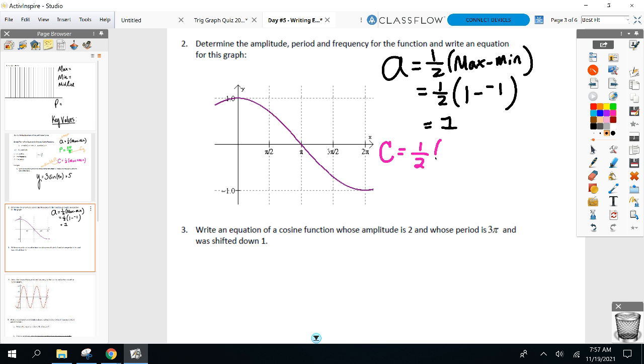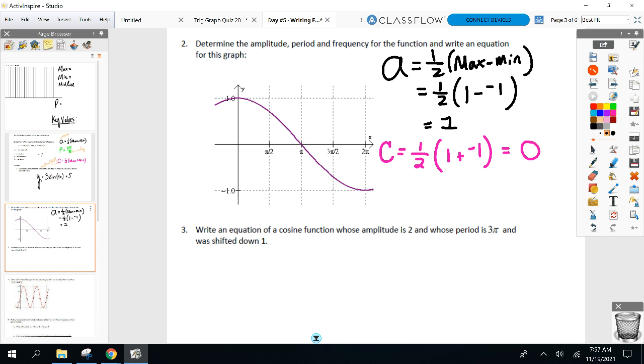Now I'm going to add them. 1 plus negative 1. What's that tell me? 1/2 of 1 plus negative 1? 0. I'm getting 0. Everyone getting 0 in their count, which tells me what? No shift, right? No shift. Okay, here's the tough part. Let's buckle up. Now we got to find our B value.